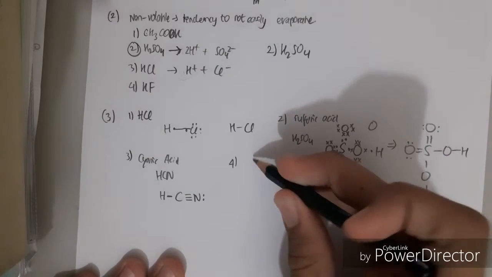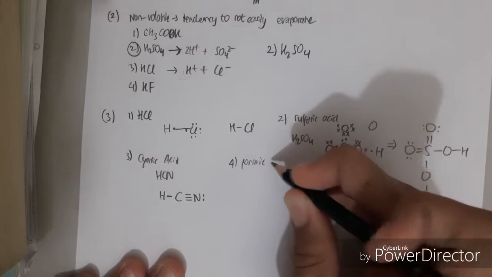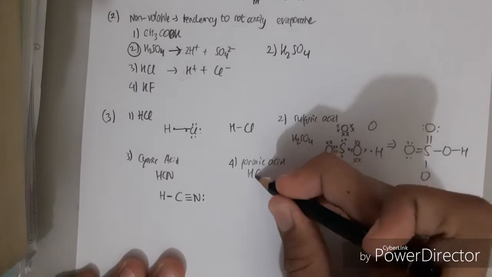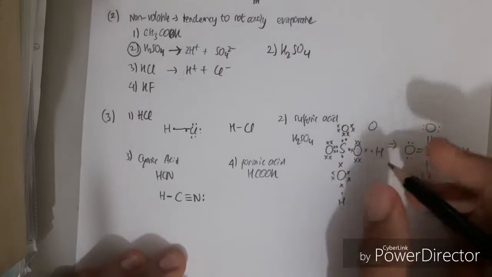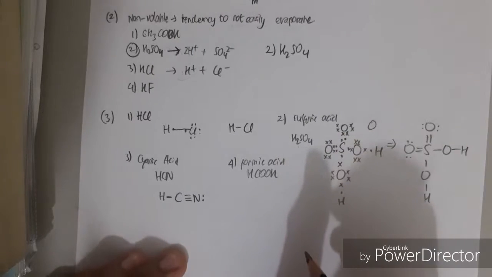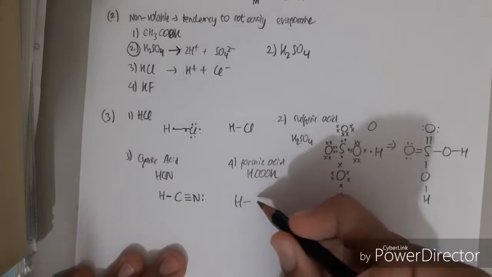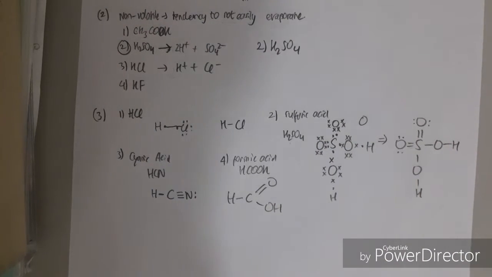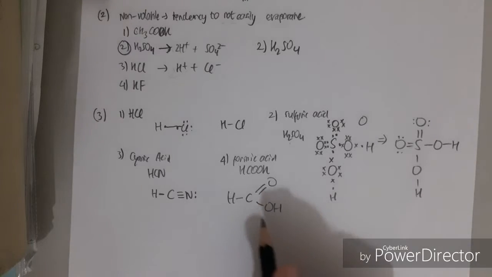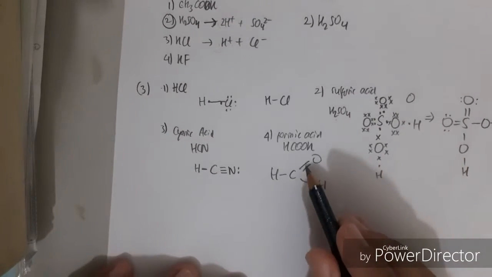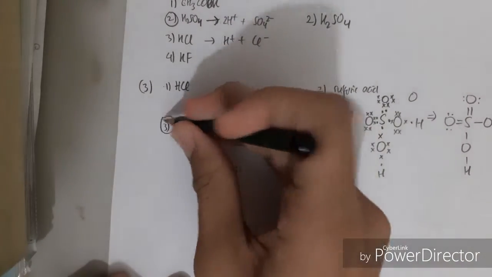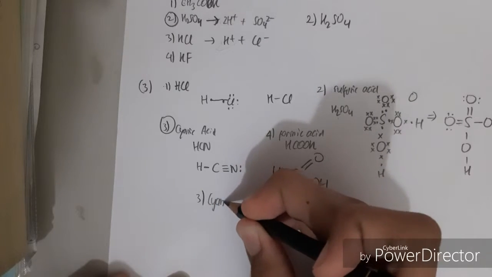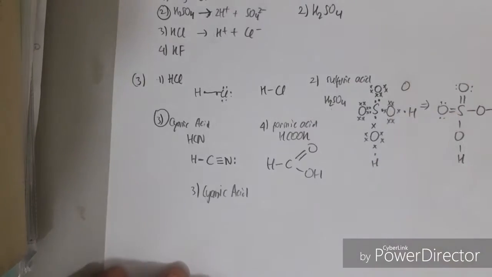And if you wonder, the fourth option is formic acid. Formic acid is actually HCOOH, right? So the way that it is bonded is H, C, O and OH. RCOH is an aldehyde, but it has no triple bond. It only has double bond and single bond. So the answer is 3. Cyanic acid has a triple bond structure.